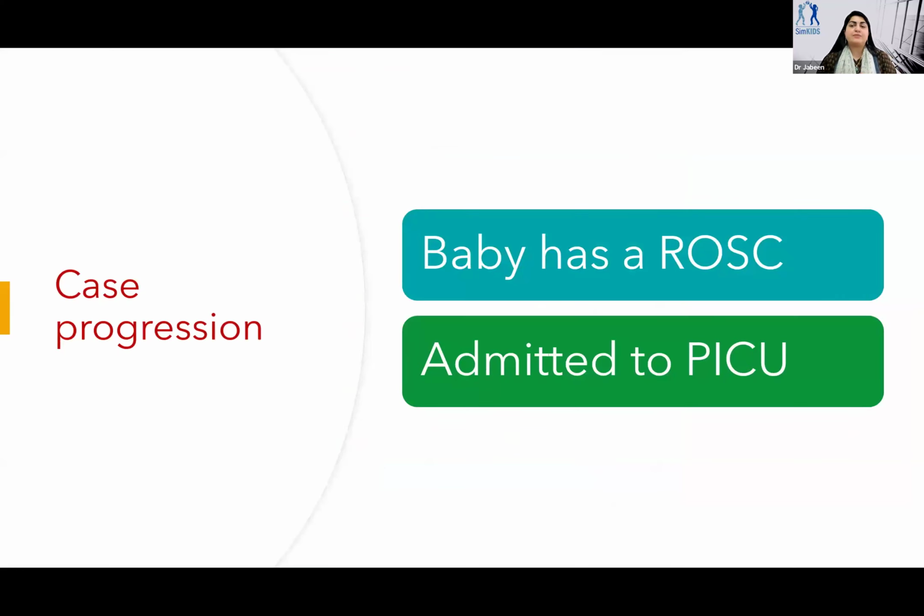So remember, this patient is our 9-month-old baby who came in with respiratory distress and URTI symptoms, later on became bradypneic with decreased ventilation, and then you managed it. So the baby had a ROSC, a return of spontaneous circulation, and then got admitted to the PICU.